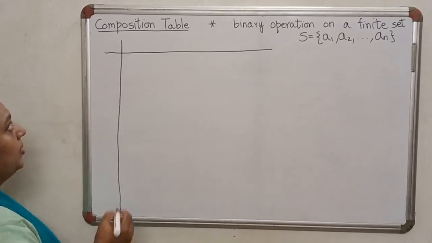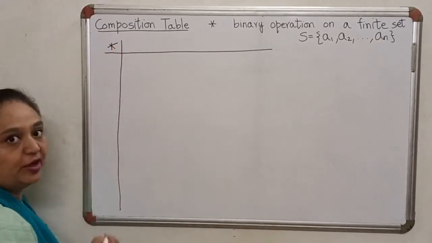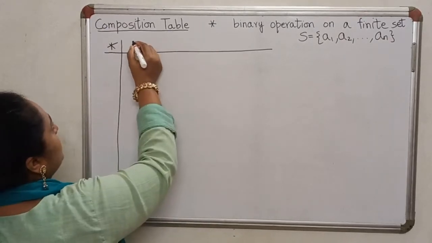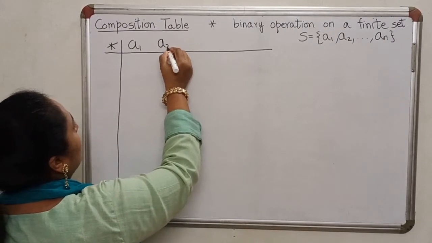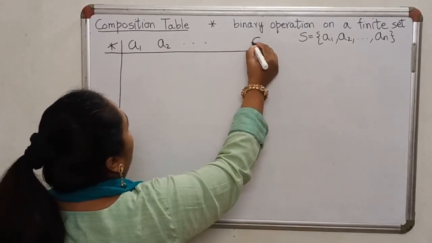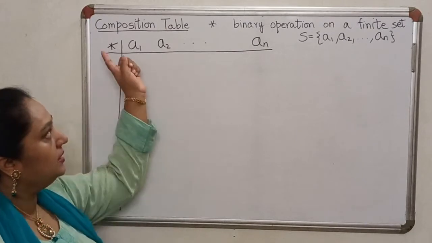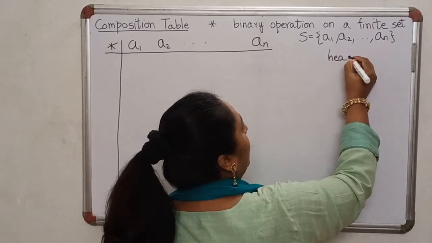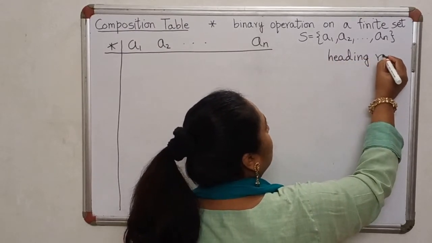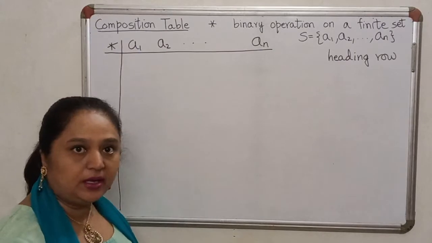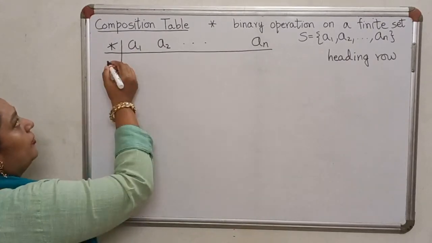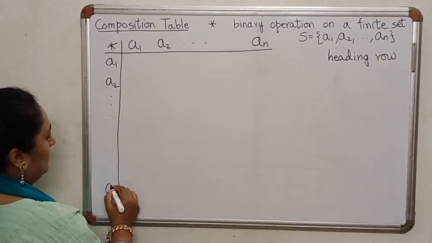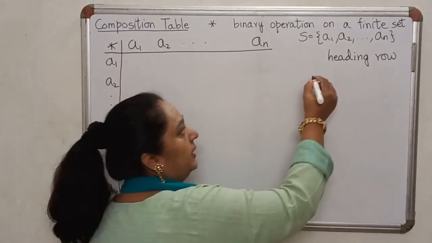So in the composition table, we put the given operation in this corner and the elements of the set are written in this top row. This top row is called the heading row. Similarly, we also write the elements of S in this column and call this the heading column.